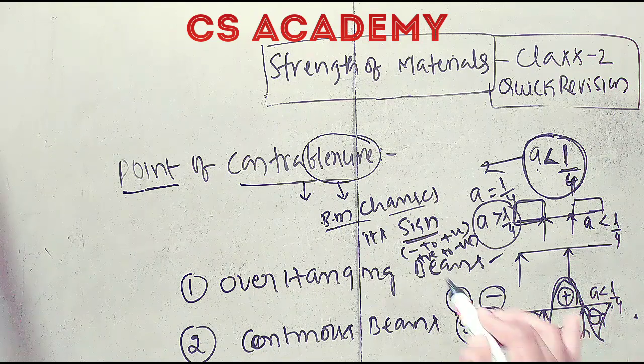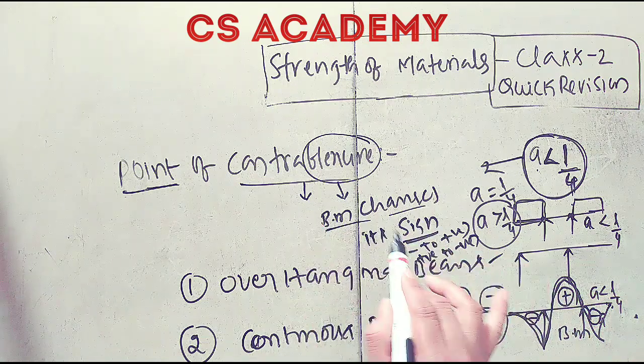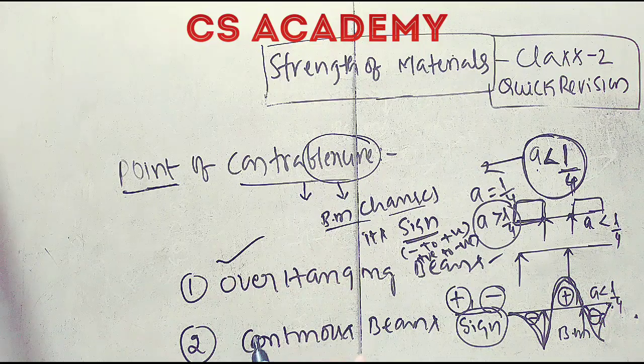This is a very important thing. First of all, the bending moment changes its sign. Mostly it happens in the case of overhanging beams, and next in the case of continuous beams. This is the last time they are asking this question.